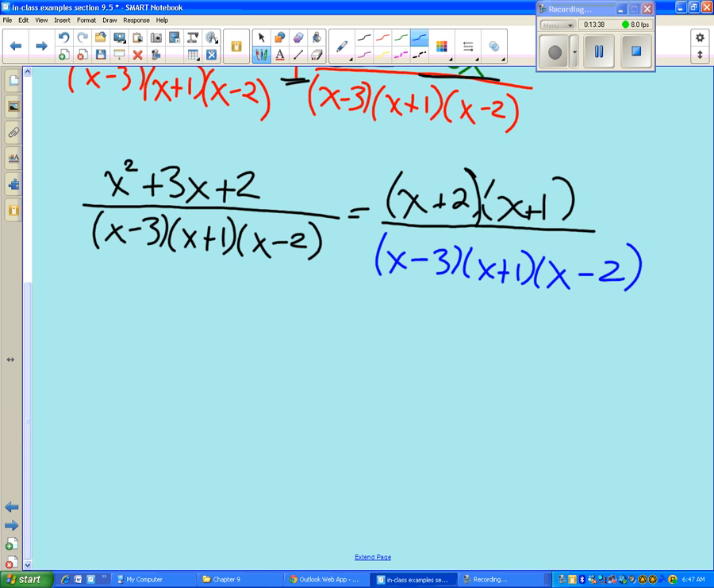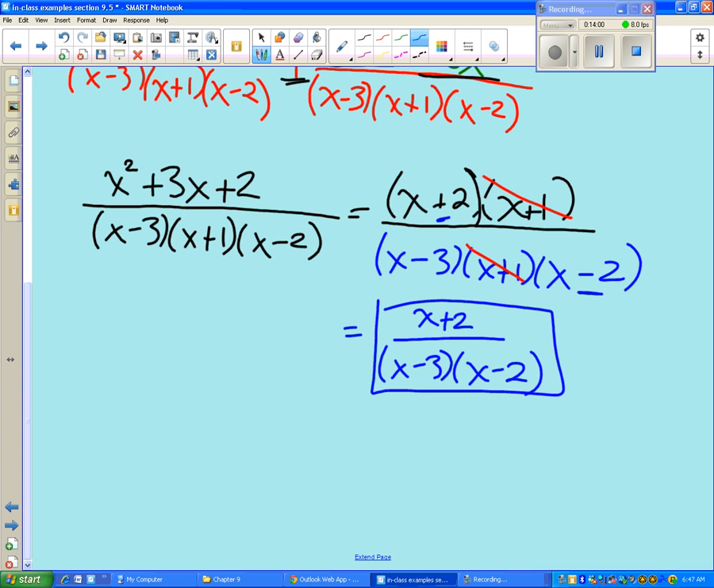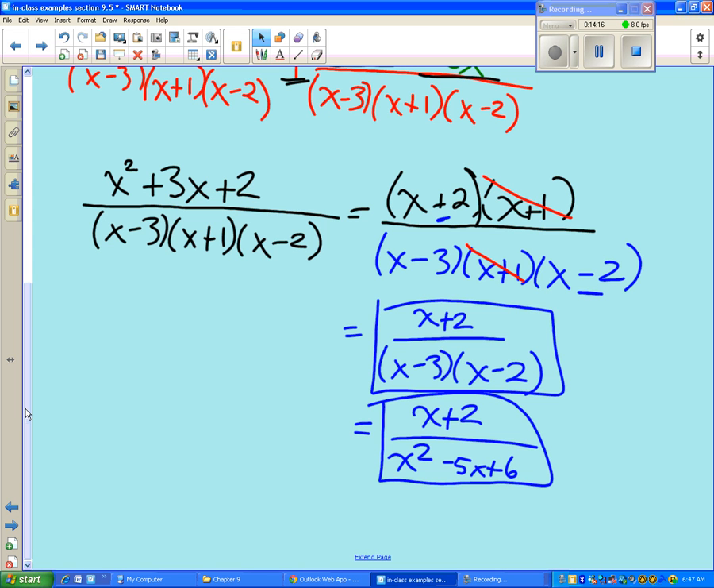My x plus 1s are alike, so I get out my red marker and I can cancel these. And this is x plus 2, this is x minus 2. I cannot cancel those, so I'm left with x plus 2 over x minus 3 times x minus 2. That is my final answer. Again, if you would like, you can multiply that denominator and get x plus 2 over x squared minus 5x plus 6. Either of these are good answers. Both of them will work.